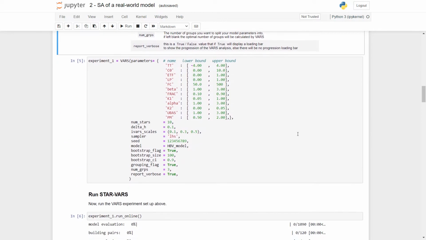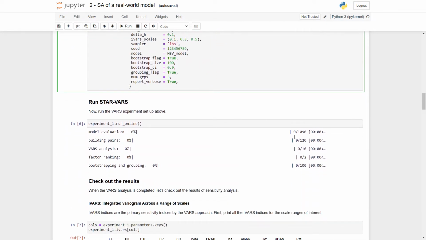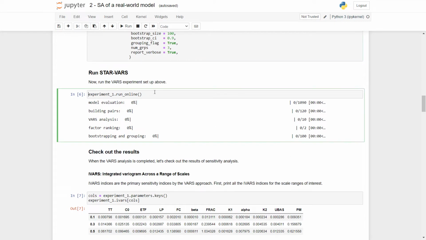Now we go to where we define the experiment. Here, you write the name of the program that you're wanting to run, and in this case, it is VARS, and you input each of its parameters to what you desire. Now we run the STAR-VARS.